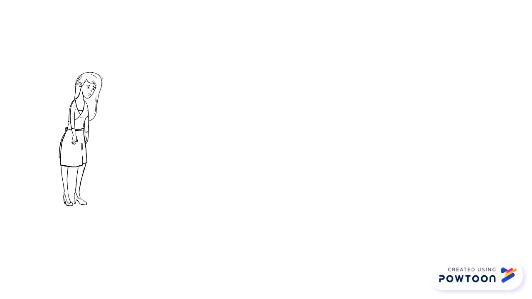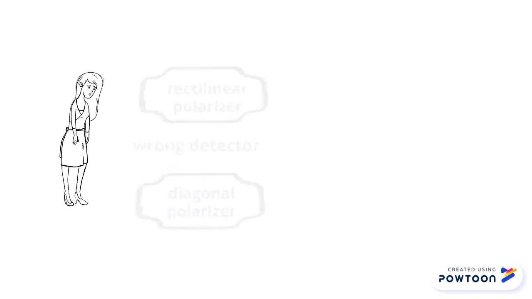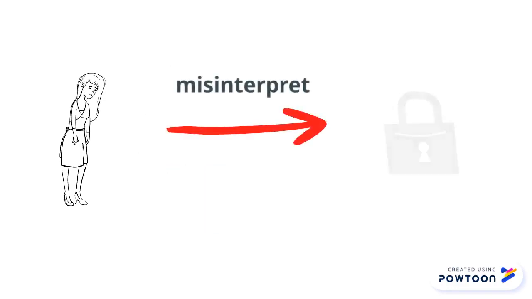This is useless to Eve, as half the time she used the wrong detector and will misinterpret some of the photons that will form the final key.